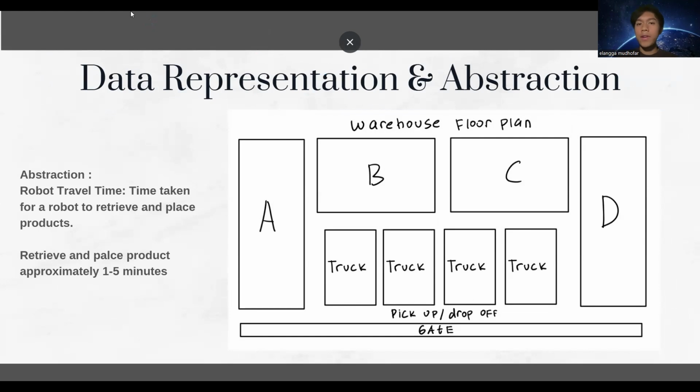Now for the abstraction of the robot travel time. Robot travel time is the time taken for a robot to retrieve and place the product. Here's our warehouse floor plan. We made this as efficient as it could be. The robot will retrieve and place a product in approximately 1 to 5 minutes.